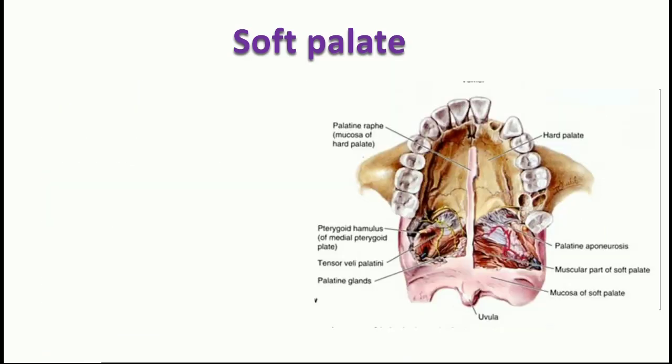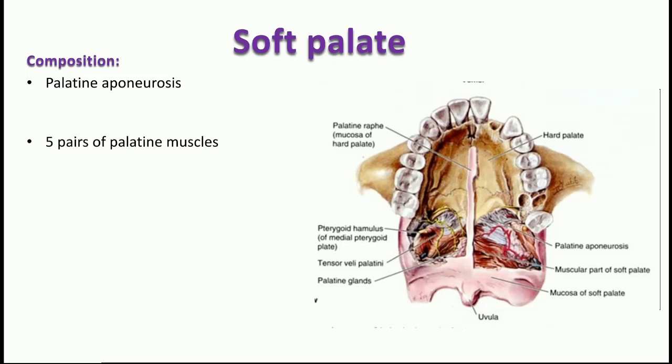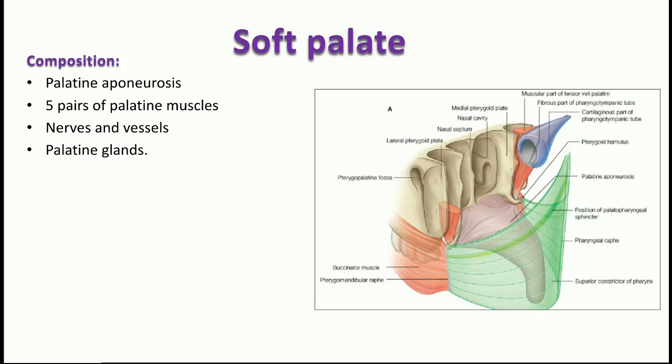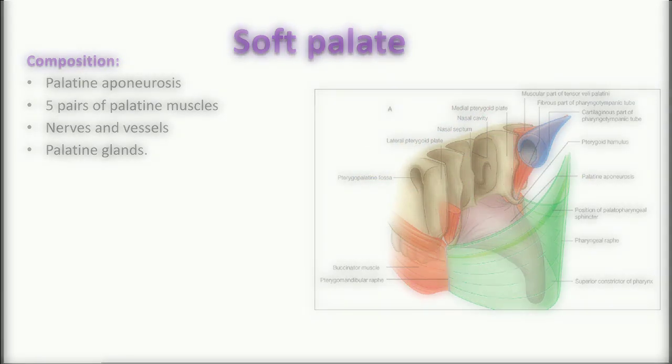Okay, so next coming to the composition of the palate. The palate, especially the soft palate, is mainly made up of the palatine aponeurosis and 5 pairs of muscles, and then you have palatine vessels and nerves, and palatine glands. All this is covered by the mucous membrane. Sometimes the palatine tonsil also extends into this surface.